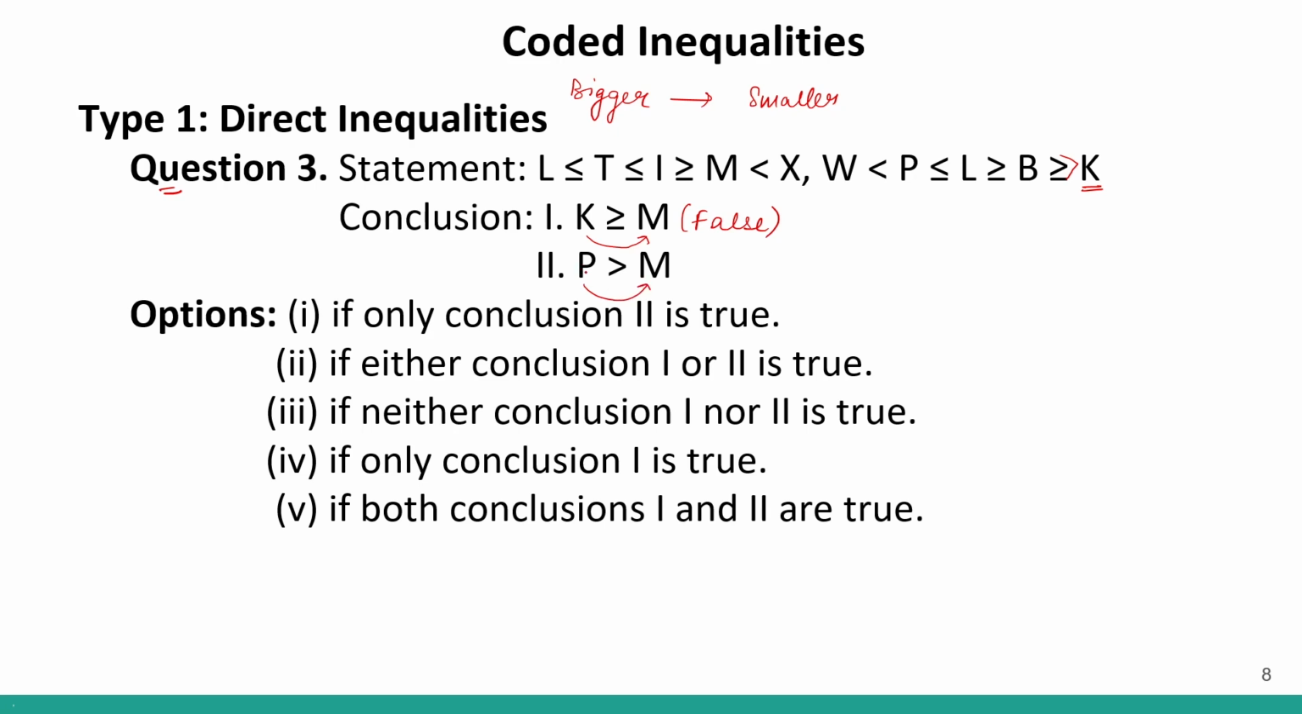Now, the second conclusion is P is greater to M. That means we will move from P to M. So if I move from P to M, I can see P over here. I can see a relationship between P and W, and M is over here. So since I cannot see any relationship between W and M, therefore I cannot determine the relationship between P and M. And if I cannot determine any relationship, that means this will be false also.